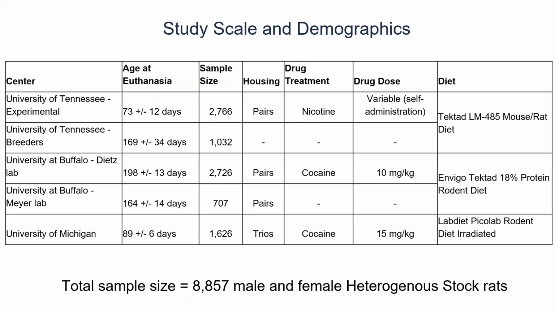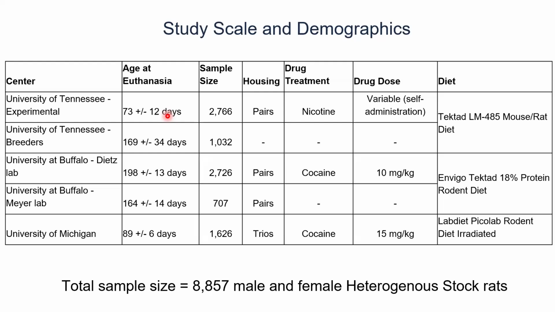And so in this table, I have listed the differences across these different phenotyping sites. As you can see, some of the centers utilized adolescent rats, whereas others utilized older rats. There were also some breeders in one of the phenotyping sites. They were housed differently across some of these sites. And some of these rats also received moderate amounts of drug exposure, like nicotine and cocaine.